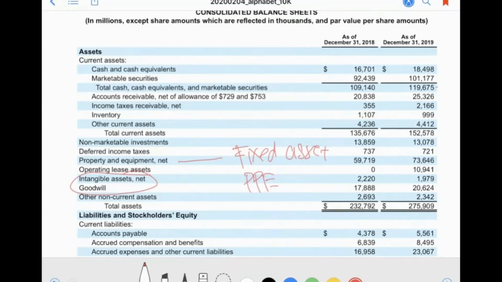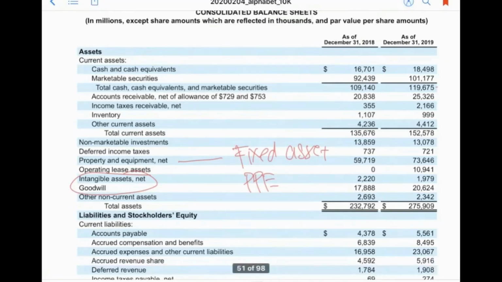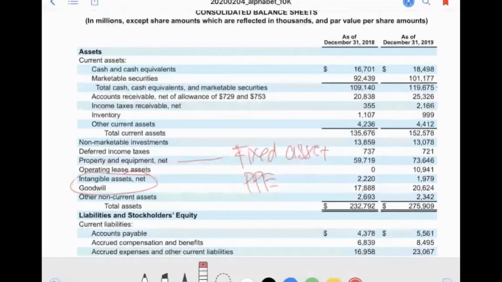Goodwill, most of the time, is what we call when a company acquires another. Let's say the company that I want to acquire has a book value of 100 million, but I purchase the company at 200 million. So there will be an excess of 100 million. The excess of 100 million will be recorded as goodwill inside the assets. Okay, so that's how you look at goodwill.